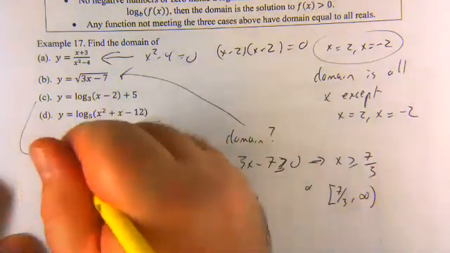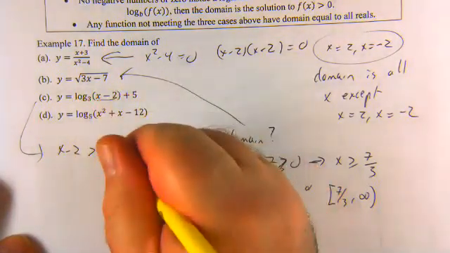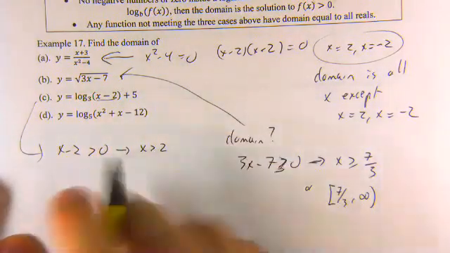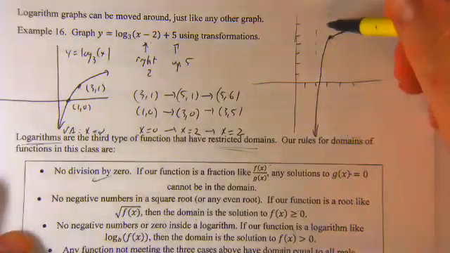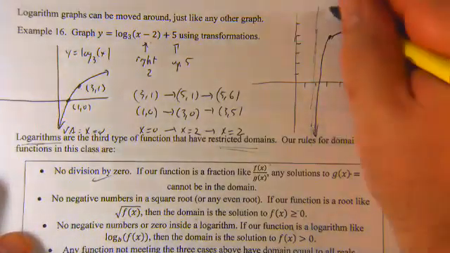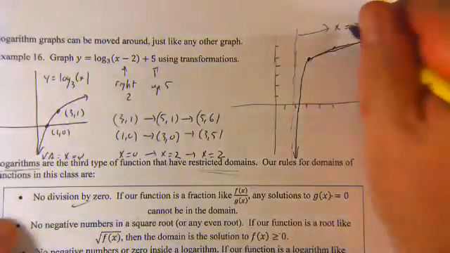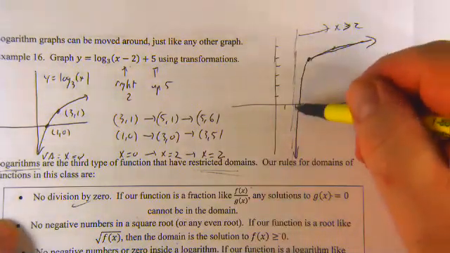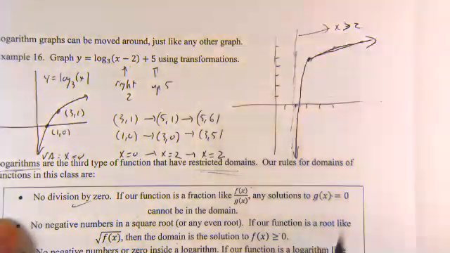C, take x minus 2. That's the thing inside the logarithm, make it bigger than 0, so x is greater than 2, that's your domain. This function is actually the function we graphed here, and you can see that the graph is only over the part of the x-axis from 2 out to infinity. So the domain is just x greater than 2.